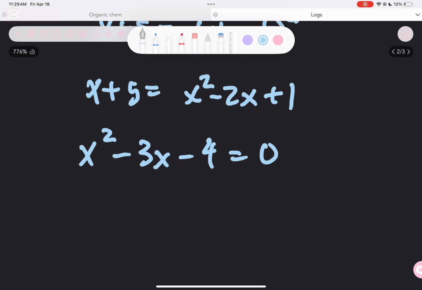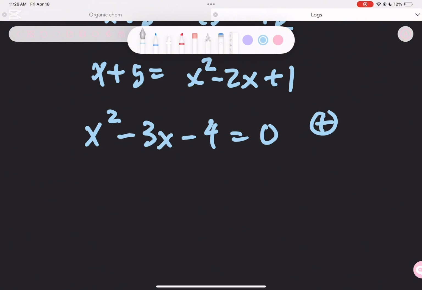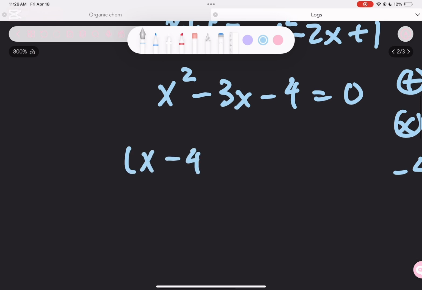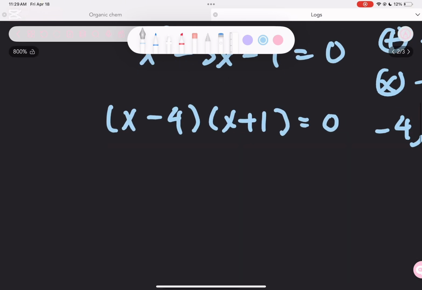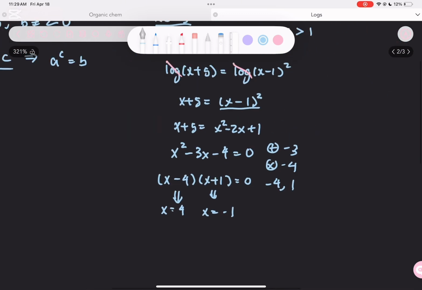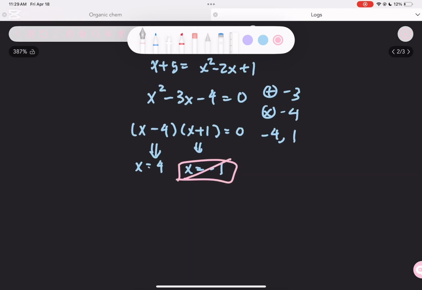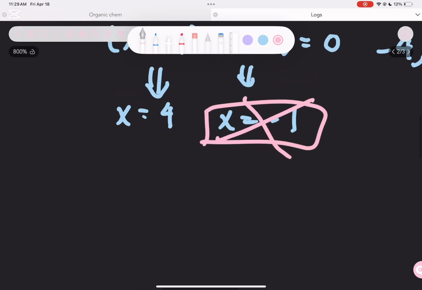Now you can factor this. You want to find something that adds to negative 3 and multiplies to negative 4. What could that possibly be? Well, negative 4 and positive 1. So now you have x minus 4 and x plus 1 equal to 0. So your roots could possibly be x is equal to 4 or x is equal to negative 1. Looking at our restrictions, we see that x has to be greater than 1, so negative 1 is not possible because it is less than 1. That means our answer is x is equal to 4. Let's just write that down.